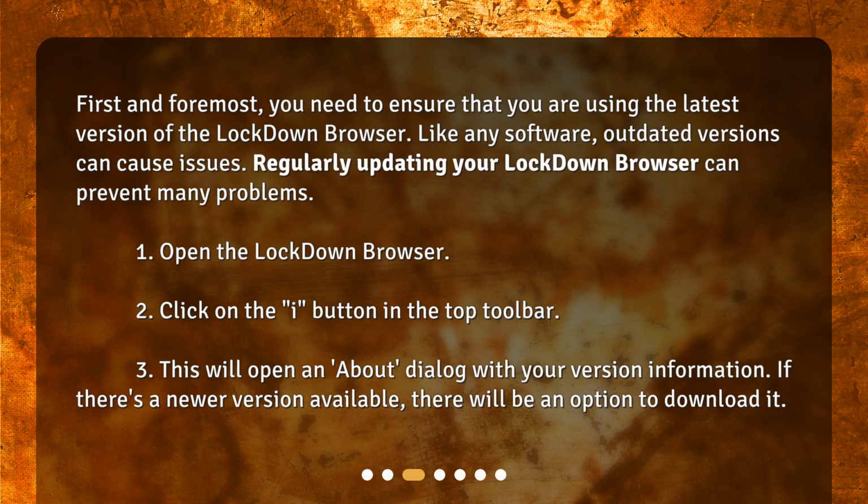1. Open the lockdown browser. 2. Click on the I button in the top toolbar. 3. This will open an About dialog with your version information. If there's a newer version available, there will be an option to download it.